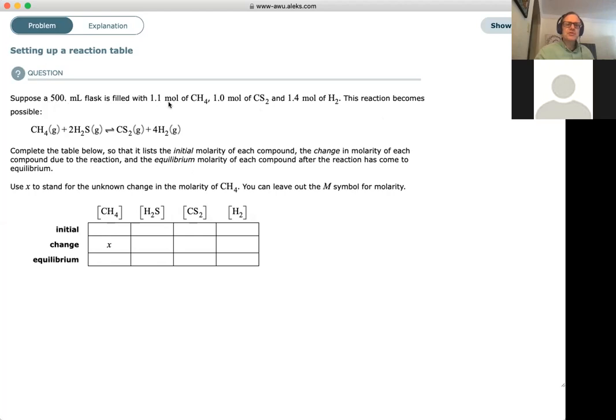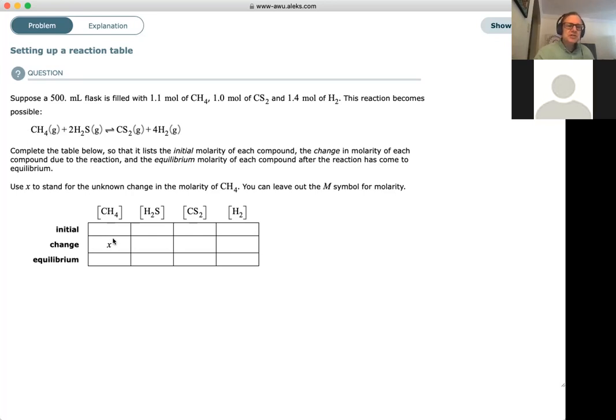So 500 milliliters is filled with 1.1 moles of methane, 1.0 moles of CS2, 1.4 moles of H2. The reaction becomes possible. So there is CH4, there is CS2, and there is H2, but there's no H2S. So that means this is 0, which means that it's going to form from the products. The reverse reaction, the reverse arrow, says that if you have CS2 and H2, you can form H2 and H2S, but you'll also form CH4.